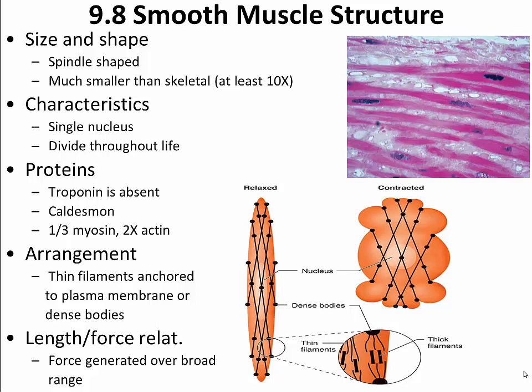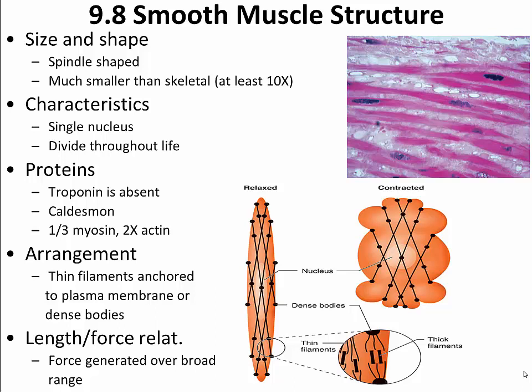In section 9.8, we begin a discussion of smooth muscle. We remind ourselves at this point that smooth muscle is not under conscious control, and as we look at the cells, we see some very drastic differences relative to skeletal muscle. And so we notice that the cells are fairly small relative to skeletal muscle cells. They're at least 10 times smaller than skeletal muscle cells, and the cells are spindle-shaped.